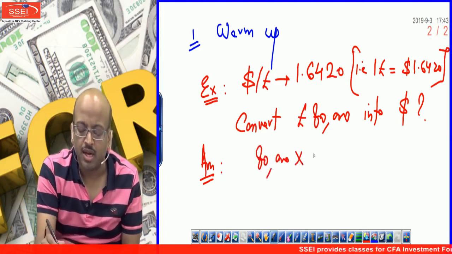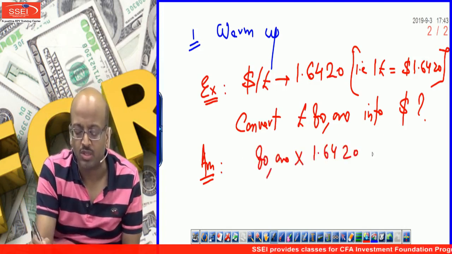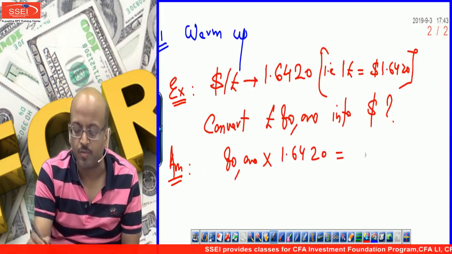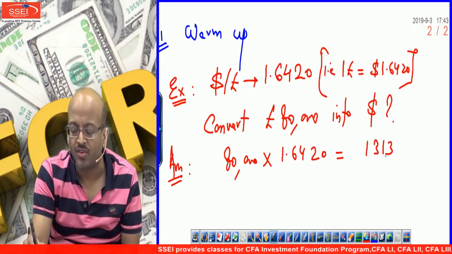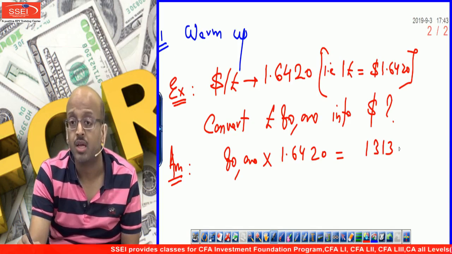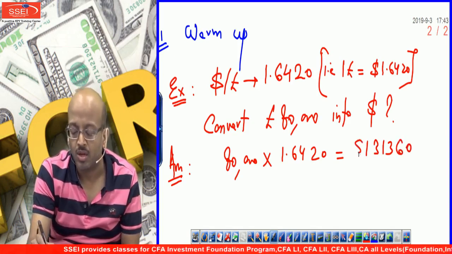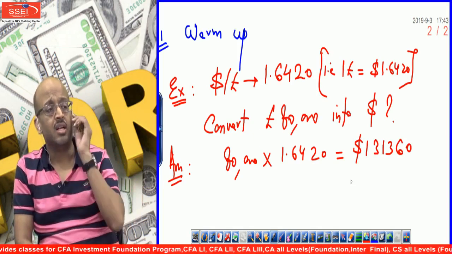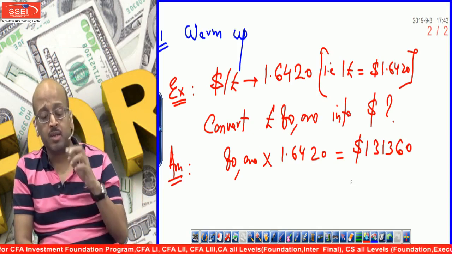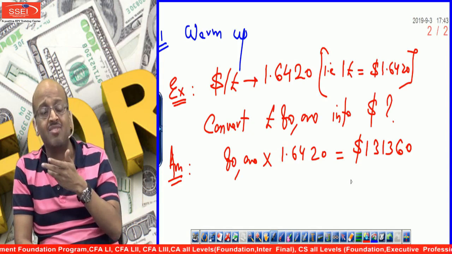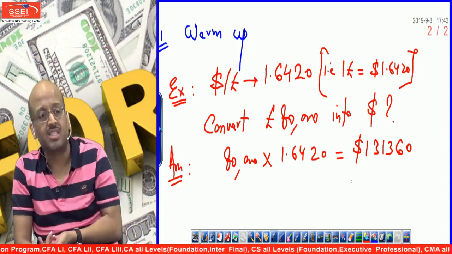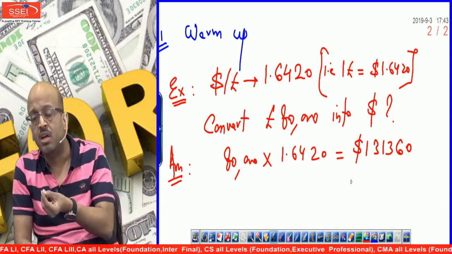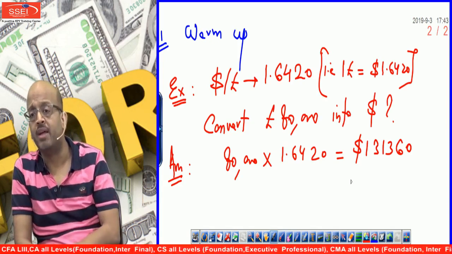80,000 into 1.6420 equal to 131360. So from your faces, the person whom I thought gave the answer earliest, I am just asking her, how did you know we have to multiply?